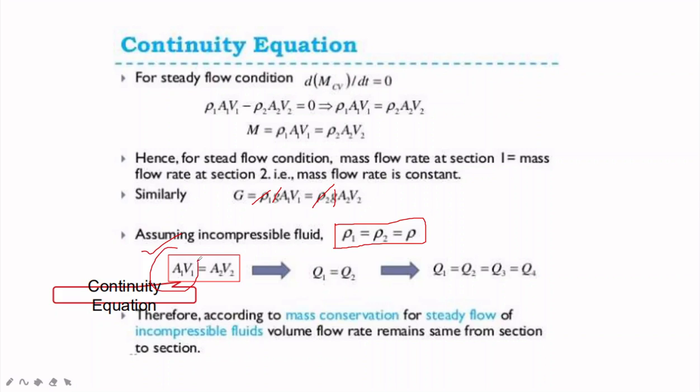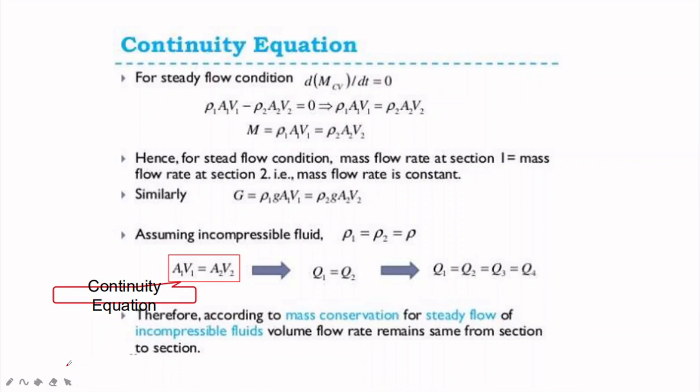See here, a1 v1 is equal to a2 v2. What is this a1 v1? It is nothing but q1. What is a2 v2? q2. So q1 is equal to q2. Therefore, according to the mass conservation for steady flow of incompressible fluids, the volume flow rate remains same from section to section. So this is your continuity equation. Understood? So a1 v1 is equal to a2 v2 is your continuity equation, which is a very important formula in your coming classes.